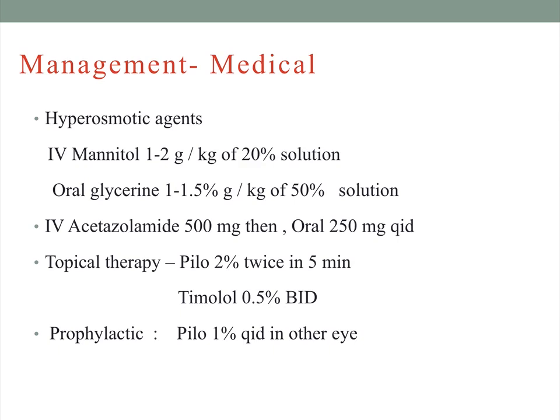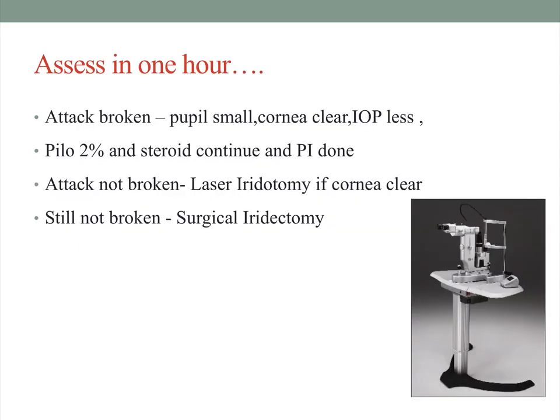Topical therapy is in the form of pilocarpine, which is a miotic, 2% twice in 5 minutes, and then timolol, that is a beta blocker, 0.5% BID is started. In the other eye, prophylactic pilocarpine 1% is started so that the other eye should not go in the attack of narrow angle glaucoma. After starting hyperosmotics and topical anti-glaucoma, we assess patient after 1 hour.